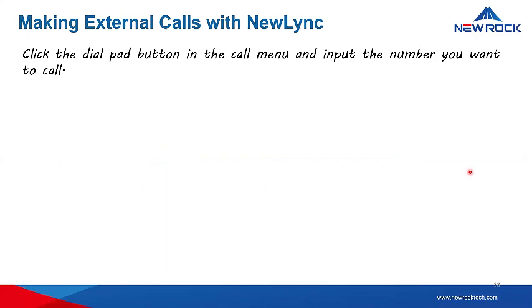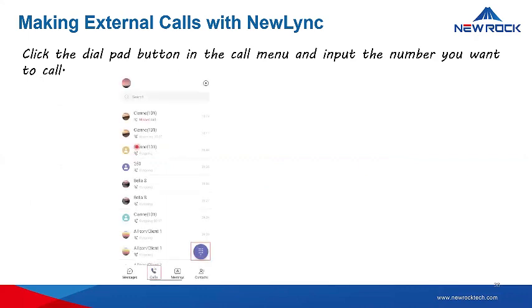So that's how to make internal calls with Newlink, and now how to make external calls with Newlink. Of course, we need to click the dial pad button. So say, for example, I have this in my recent calls, then I have to click this dial button. After which, I need to dial the number that I want to call. And yes, I can already make external calls with Newlink. So I have to enable external calls on the Newlink app as well.